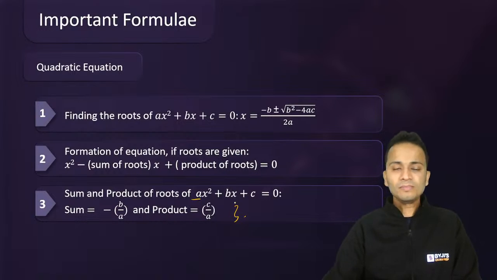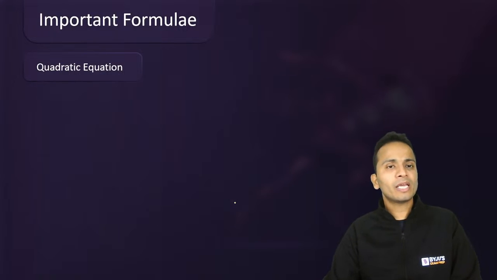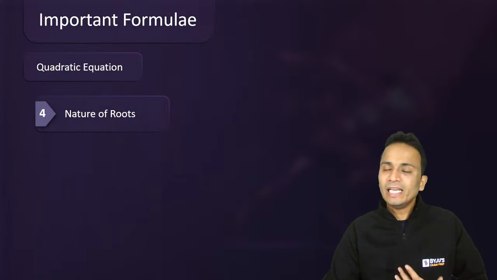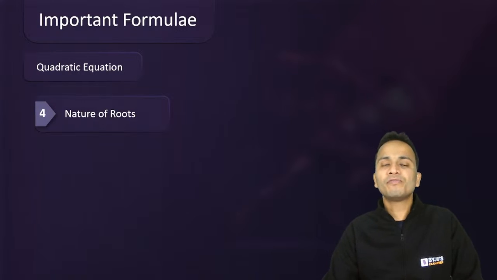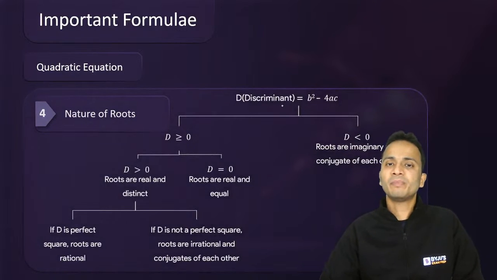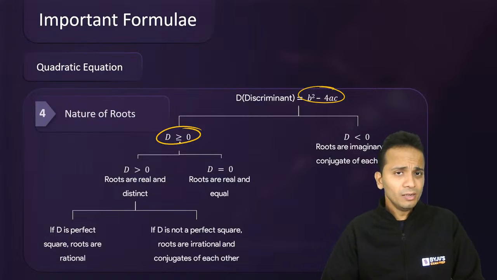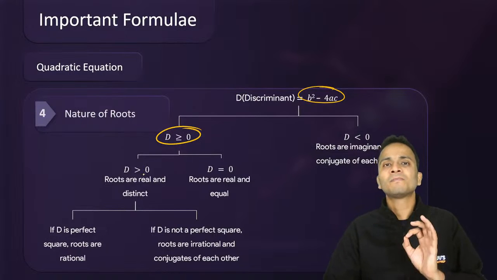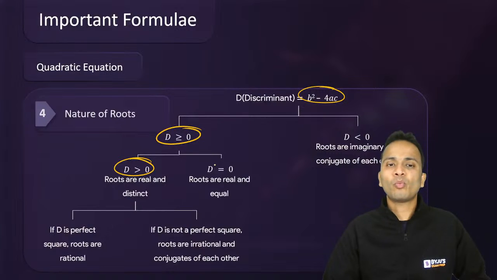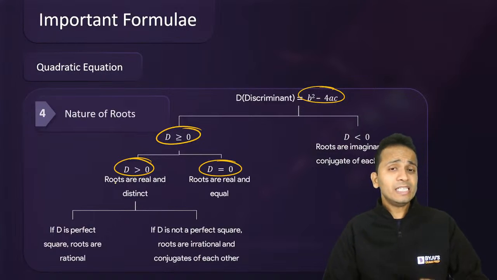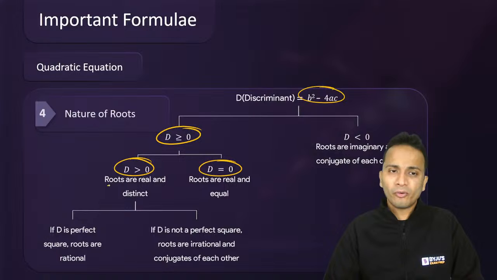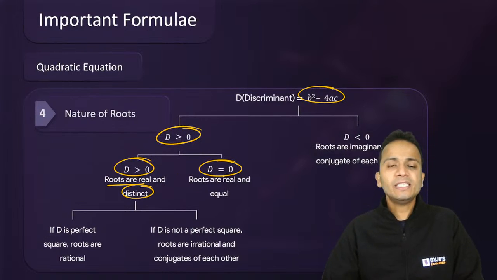All right. Now moving ahead, looking at the nature of roots depending upon the value of the discriminant. If the discriminant b square minus 4ac is greater than or equal to 0, the roots will be real. This part is divided into two subparts, when D is greater than 0 or when D is equal to 0. When D is strictly greater than 0, the roots are real and unequal, distinct. When D is equal to 0, the roots are real and equal.